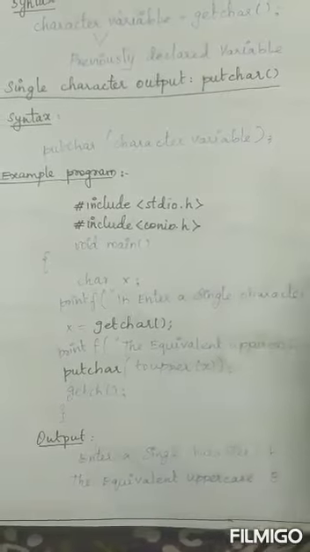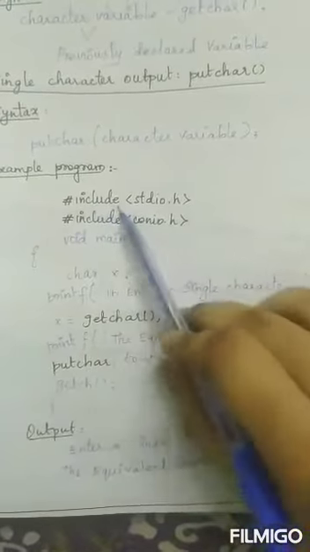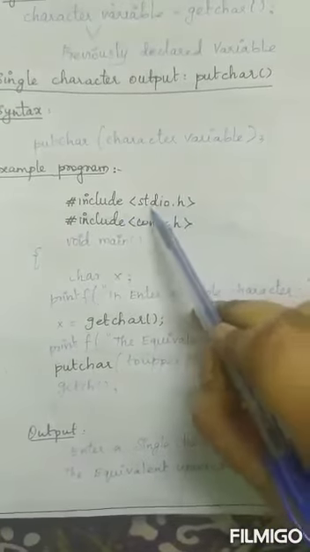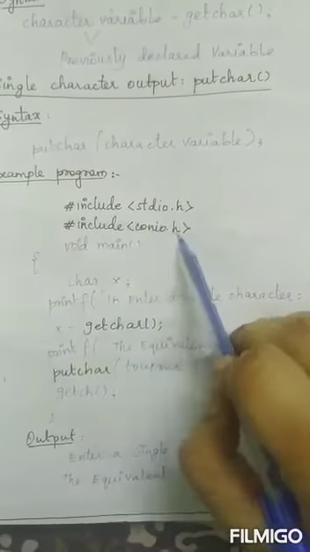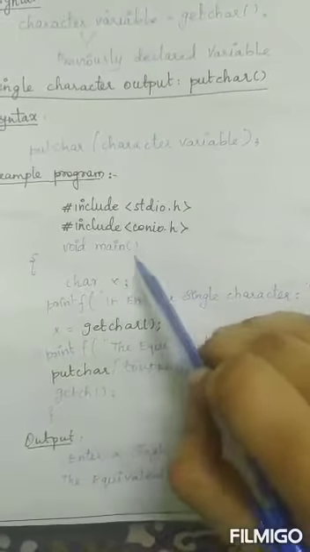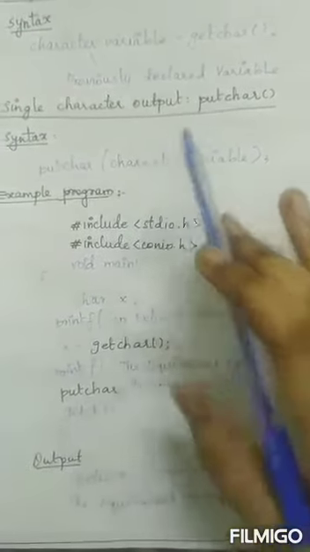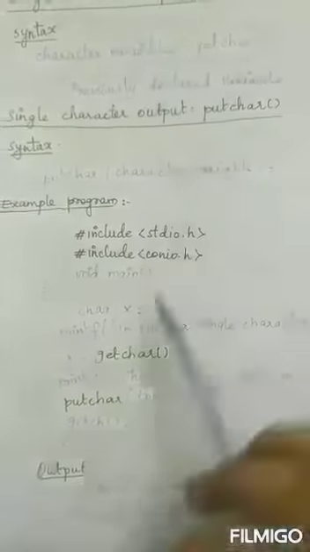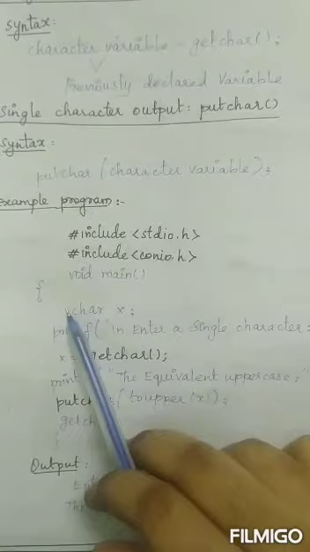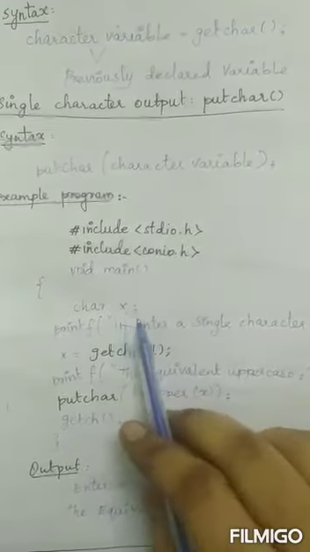Now we will see a simple program for getchar and putchar. As it is a C program, we will include the header files: #include stdio.h, called standard input and output functions. Another header file is #include conio.h. Now I am opening my execution main function, void main, with curly braces open. As I already said, this program implements the syntax also. As in the syntax we use the character data type, here character, its short form keyword is char, and a variable is declared: x semicolon.